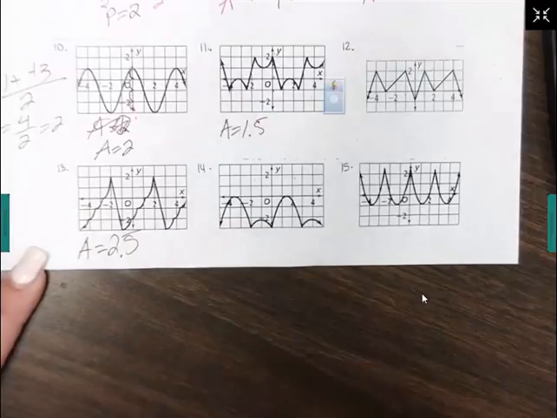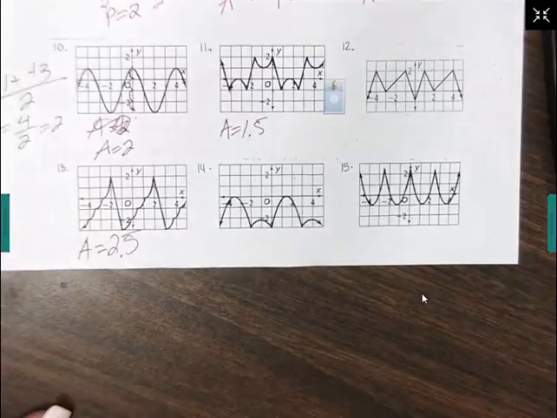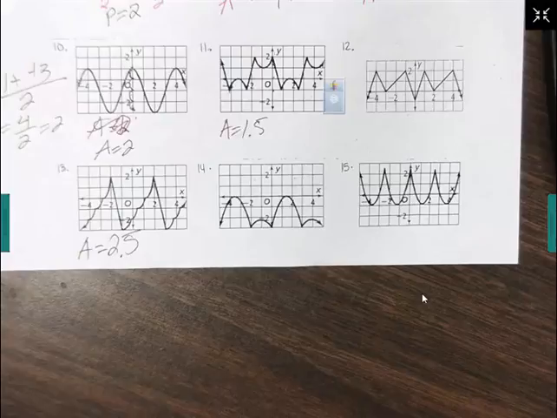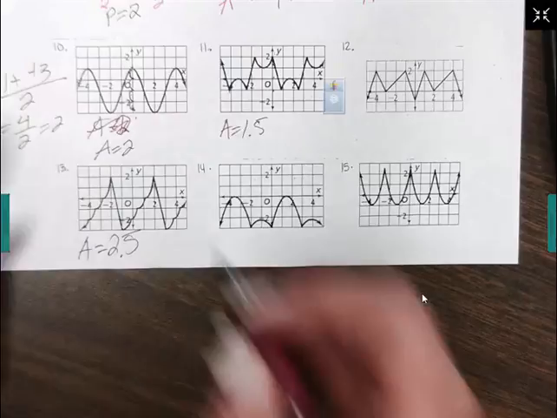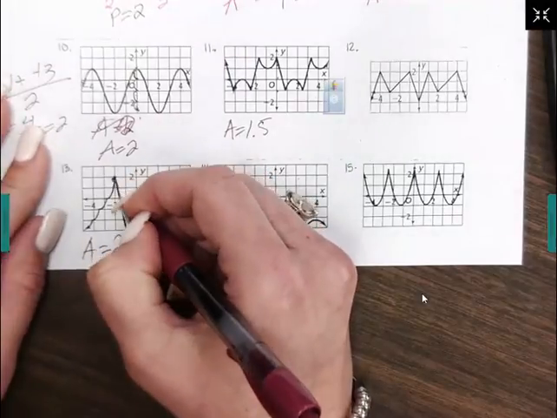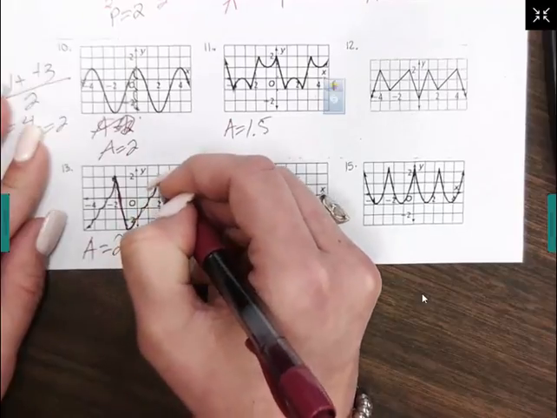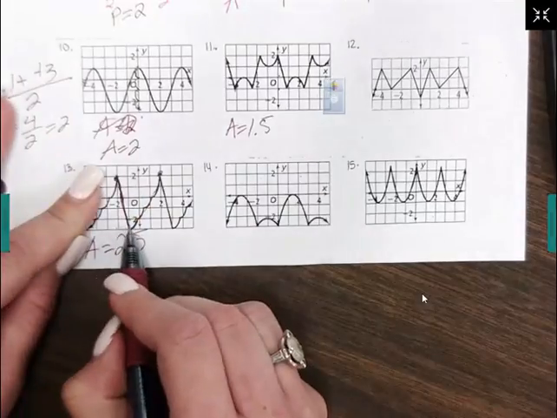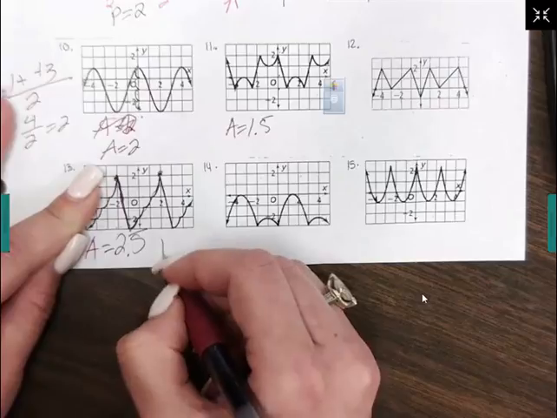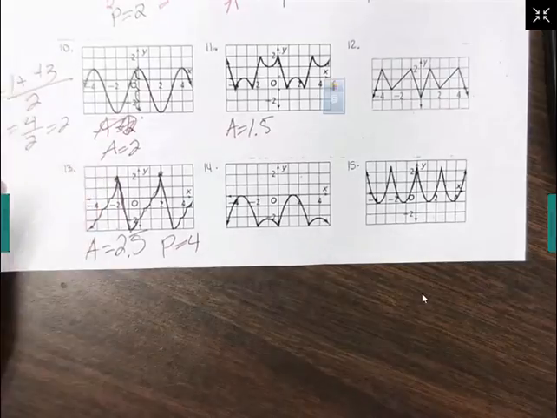Okay, and David, what about the period? 4? Is that what you guys got? We start here, we go down, right? Then we go up, and before we start over, so from here, that's 1, 2, 3, 4. So our period is 4. All right, are there any questions?